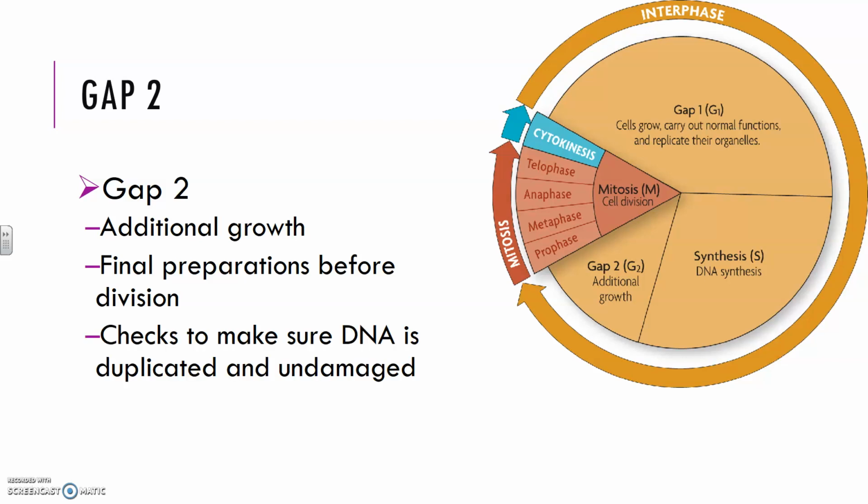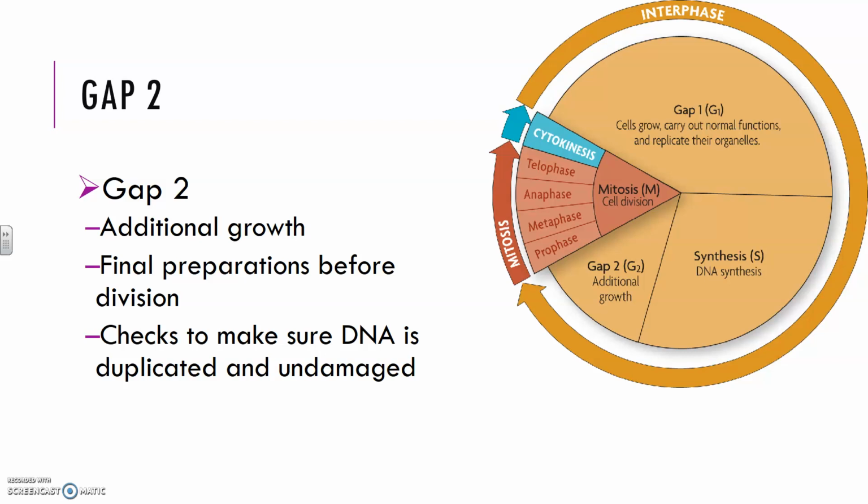So it also checks to make sure that the DNA is duplicated and that it is undamaged. Okay, so that's a big one. The process of DNA replication, that again we're going to get into later, has a bunch of checks and balances in it to make sure that the DNA is being duplicated properly and that it's not damaged.